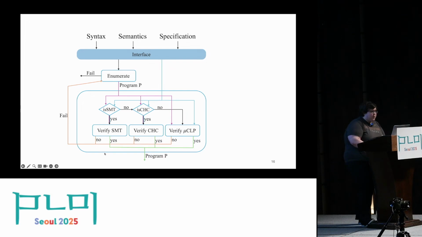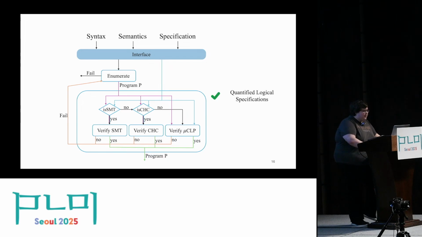re-enumerate. And now we've got a closed loop of our verifier and synthesizer enumeration that can solve or verify any possible SemGuS problem just using existing logic solvers by doing various encodings and translation from one logical fragment to another. So now we have a verifier for solving any possible specification with quantified logical specifications.